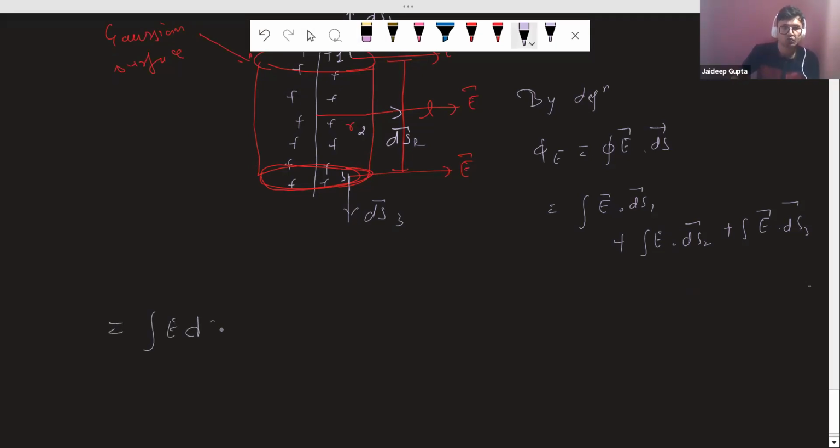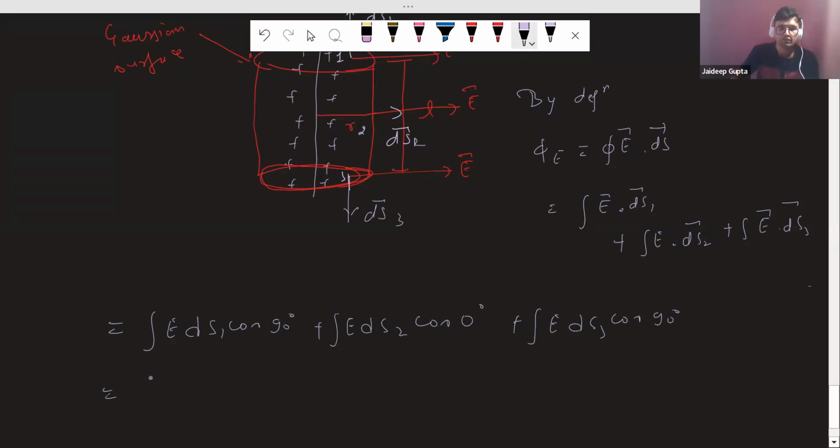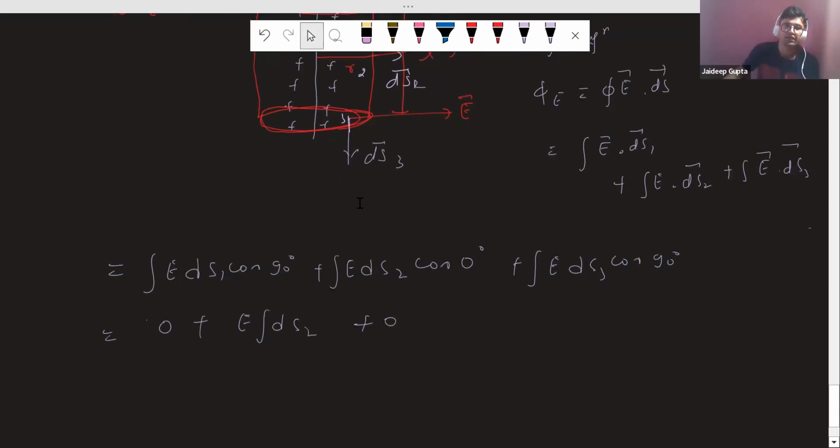So E dS1 cos 90 plus E dS2 cos 0 because both have the same direction, plus E dS3 cos 90. What is cos 90, Iram? Cos 90 is 0. Cos 0 is 1. And cos 90 is 0. Now, what is the curved surface area of a cylinder? What is the curved surface area of a cylinder, Iram?